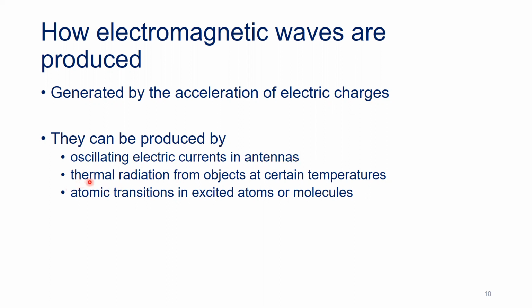The second source is that EM waves are produced by thermal radiation from objects such as the human body or certain other objects at a specific temperature. So let's say we are human beings, so we have our body temperature, and at that temperature we are always emitting thermal radiation into our surroundings, and that is nothing but EM waves.